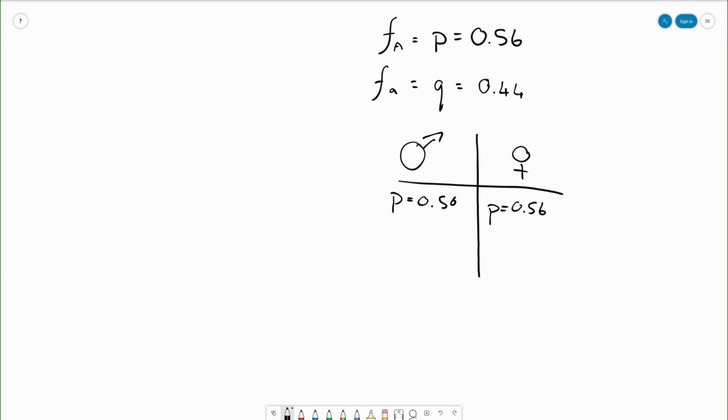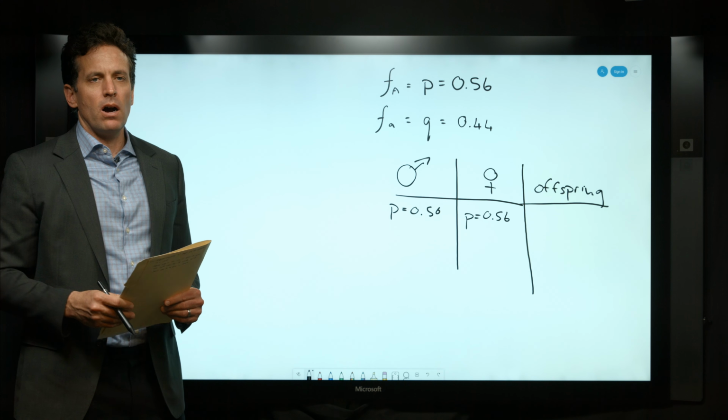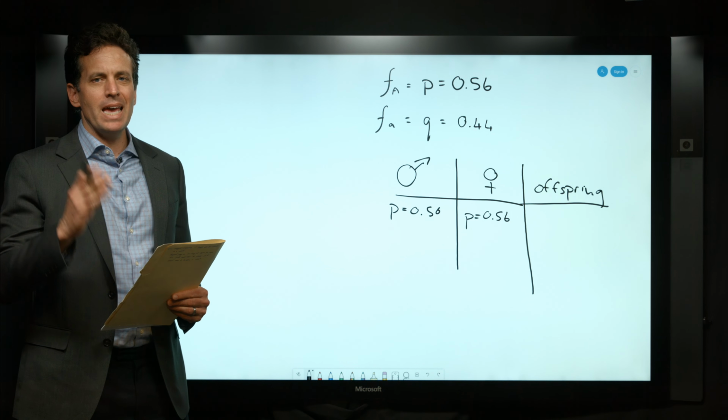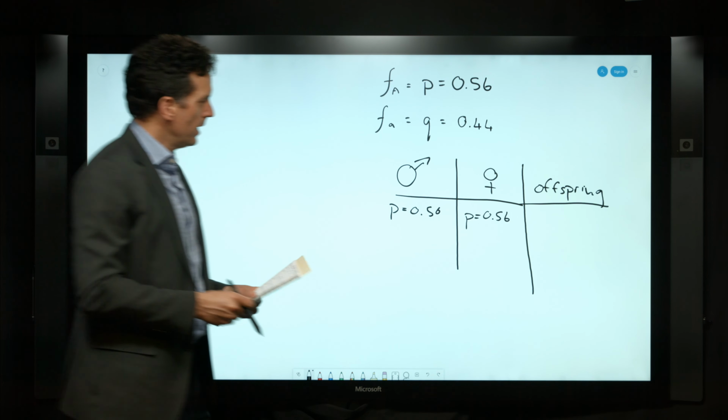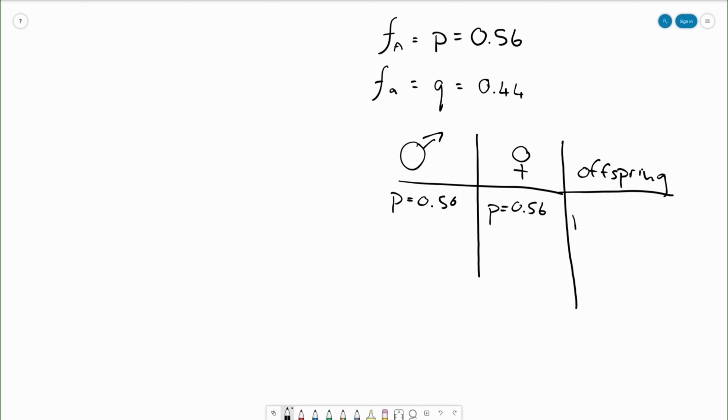And so the probability that a child, let's draw the offspring over here, we'll keep the sex of them ambiguous. So the probability that that offspring is going to have a big A genotype is simply the product here, equal to P squared. And that is, of course, 0.56 squared, which is equal to 0.3136.